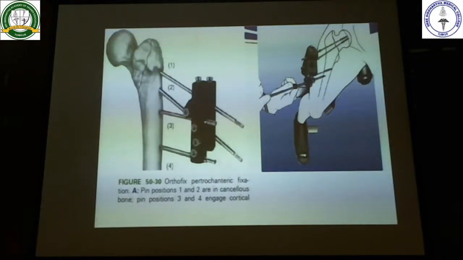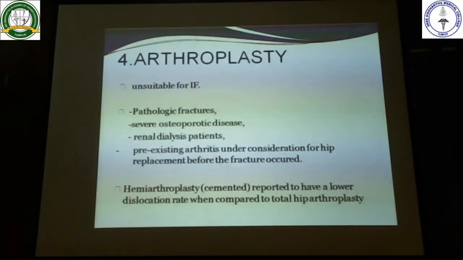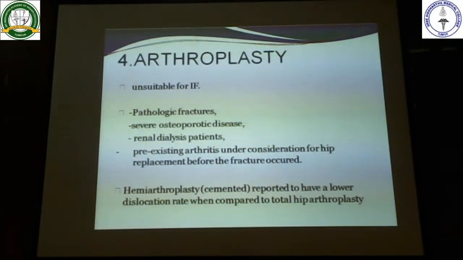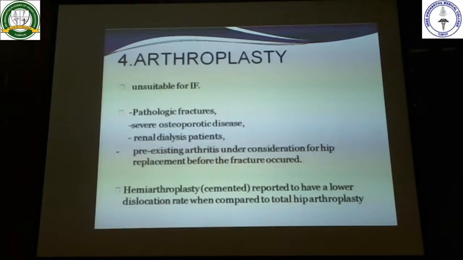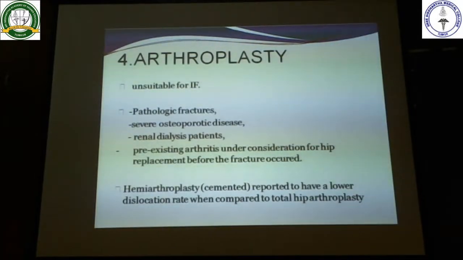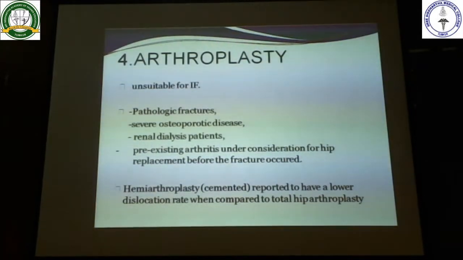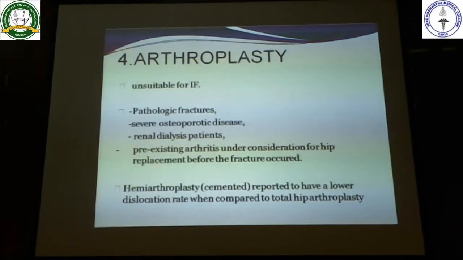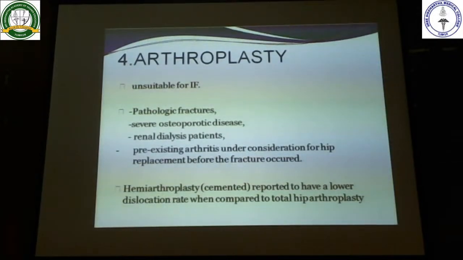Right, so this is the diagram of external fixation. And the fourth method, which I already mentioned, is arthroplasty, that is joint replacement. If the patient is unsuitable for internal fixation, then you can go for arthroplasty. For example, in certain conditions like pathological fractures, maybe in tumors or osteomyelitis, and then severe osteoporotic disease, renal dialysis patients, pre-existing arthritis like rheumatoid arthritis under consideration for hip replacement before the fracture occurred. So the patient was already supposed to go for hip replacement. In such cases, you can go for arthroplasty.